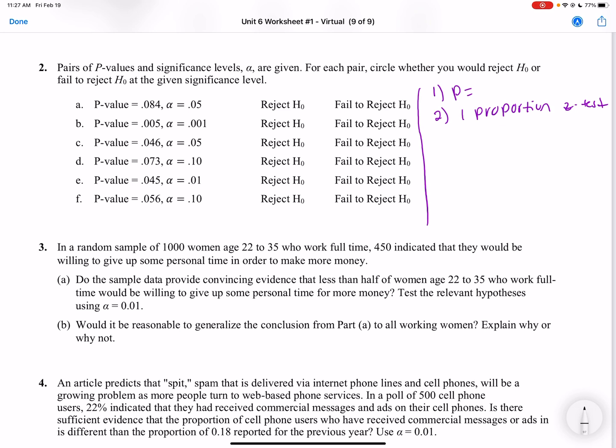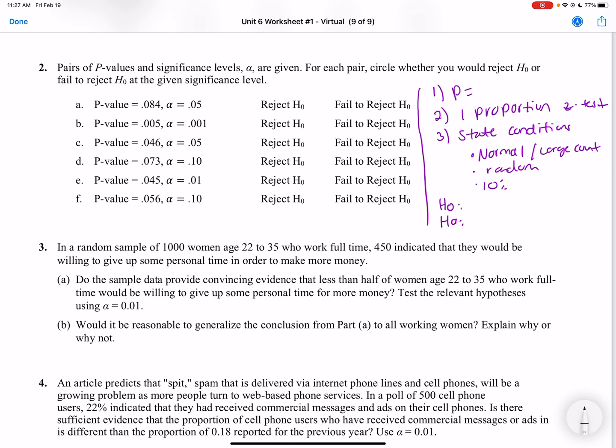Okay, and then after that, you want to state your conditions. For our conditions, the first is normal, or large count. And then you're going to state your random and your 10%. Make sure that those are all satisfied and work on that detail because it's what you're going to structure your FRQs like. After that, I'm going to state what my null hypothesis and alternative hypothesis are. H0 is my null, HA is my alternative.